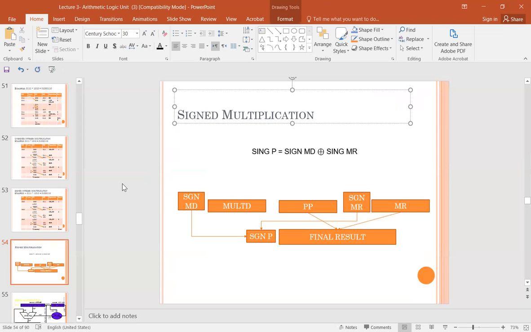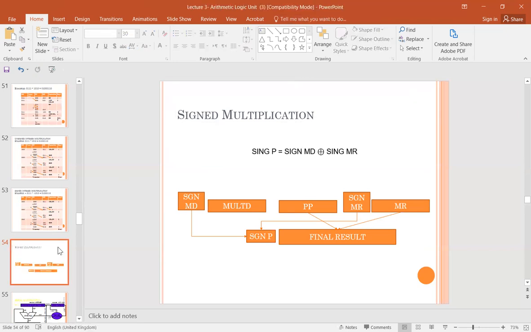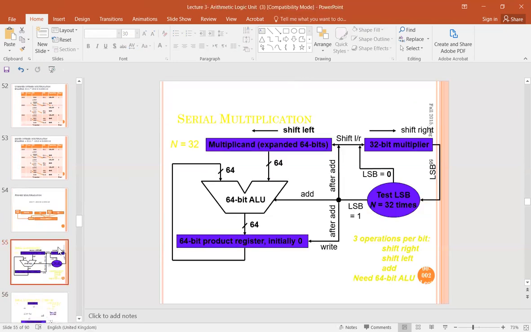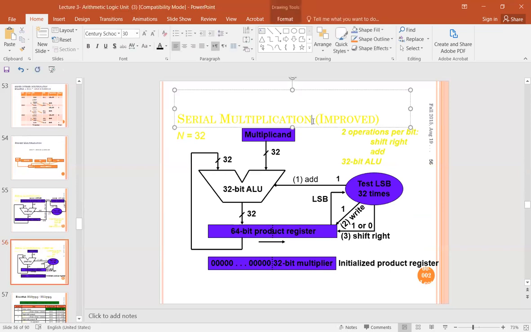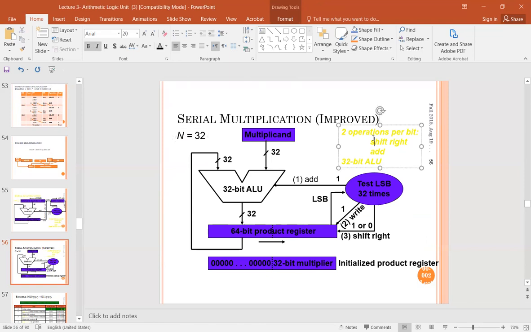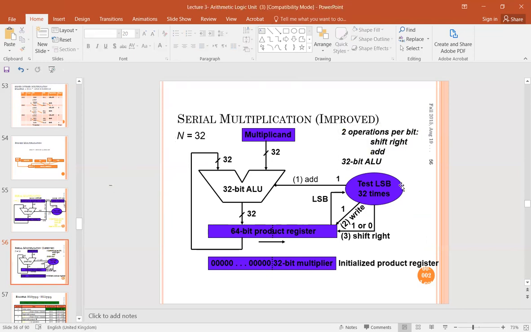One guy called Booth, the Booth algorithm, he proposed. This is just to show if I do a 32-bit multiplication, which is going to be the same. If we have both 32 bits, then my results are going to be 64 bits.